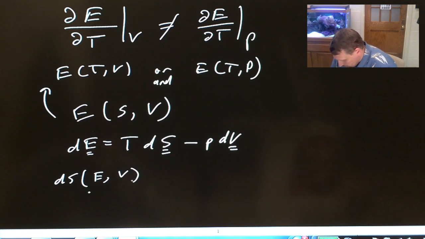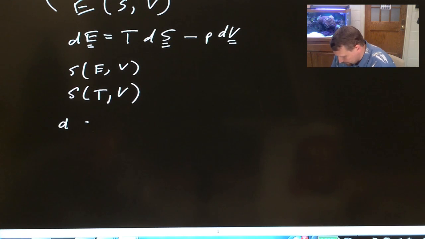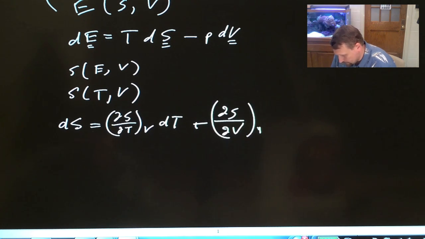So it seems circular, but we can start by just supposing that S is a function of, for instance, what do we need it in terms of? Let's say temperature and volume for the first round. If we do this, we can write down dS, well, actually it'd be partials now because it's path dependent: partial S, partial T at constant V times dT, plus partial S, partial V at constant T, dV.